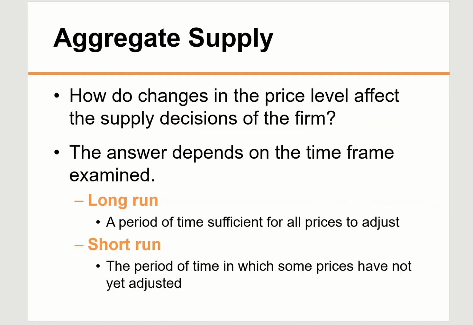All right, so for our aggregate supply curve, we're going to have two types: one called long run and one called short run. In the long run, all the prices you have will be flexible. All the costs you have will be flexible. But in the short run, you're still going to have some type of cost called a fixed cost. This cost wouldn't change.